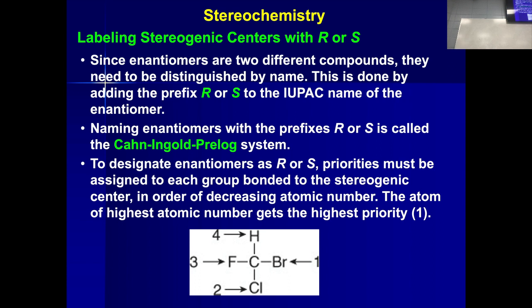Okay? And we're playing golf here, not baseball. So the higher the number, the lower the priority. Number 1 is the highest priority, number 2 is the second highest priority, 3 is the third highest priority, and 4th is the lowest priority. Okay? So keep that in mind. We're playing golf here. We want lower scores, right? That is the Cahn-Ingold-Prelog system. The first thing you're going to have to do is identify the priorities of the groups attached to the carbon atom.